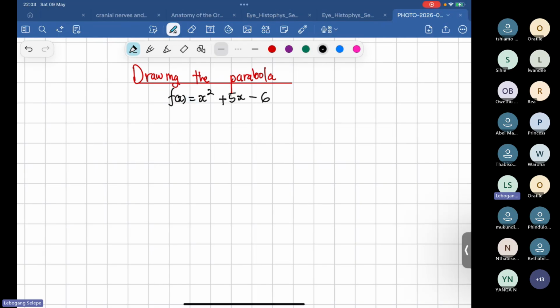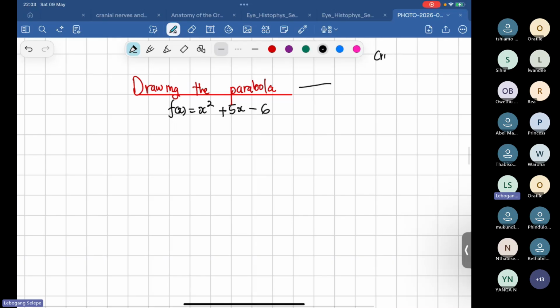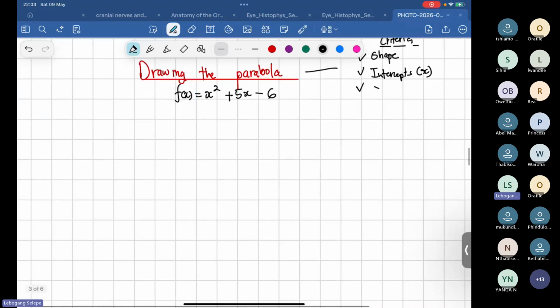Every time you get such a question, you need to think about a couple of things. Let me show you the criteria for marking. The criteria for marking always looks at what? One, we look at the shape of the graph. Is it the correct shape? Is it a parabola? Is it concave up or concave down, as it's supposed to be? And then you're always going to have marks for the intercepts. Does your graph have x and y intercepts? Usually they will give you a mark for the x-intercept and another mark for the y-intercept.